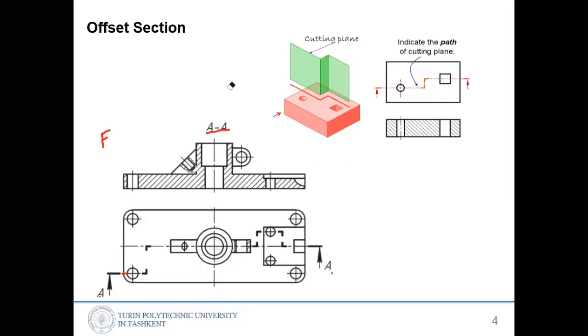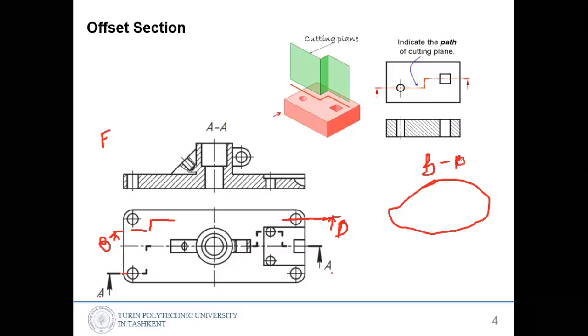AA here. And then if you have another cutting plane or section plane, you can show it. If you cut this way, something like this, you can put some arrow and write BB, show it somewhere, you can draw it, and then you have to call it BB.